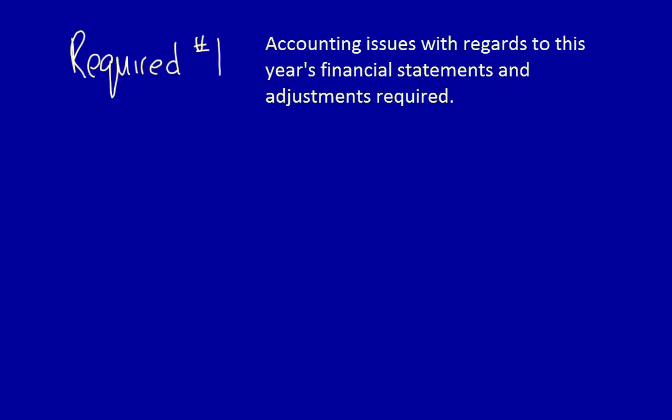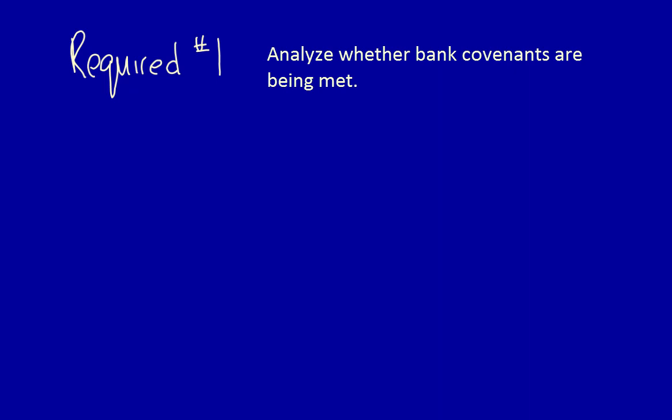You might read in the case, Ahmed would like you to discuss accounting issues with regards to this year's financial statements and any adjustments required. Your required would then be accounting issues with regards to this year's financial statements and adjustments required. You might read, Callistus is concerned about whether or not the company will meet their bank covenants. Your required is then analyze whether bank covenants are being met.